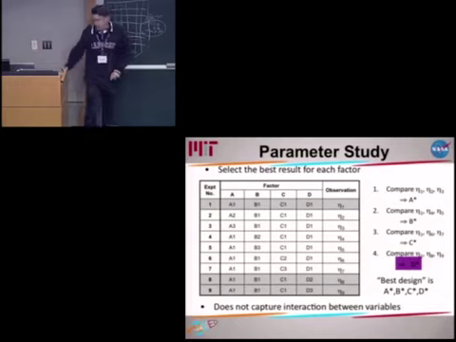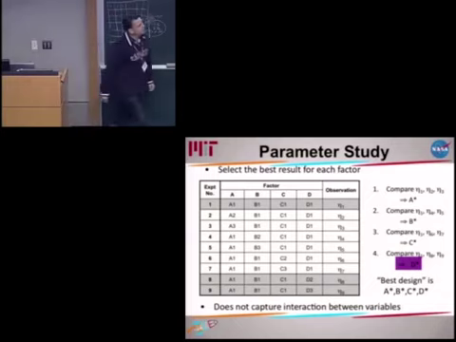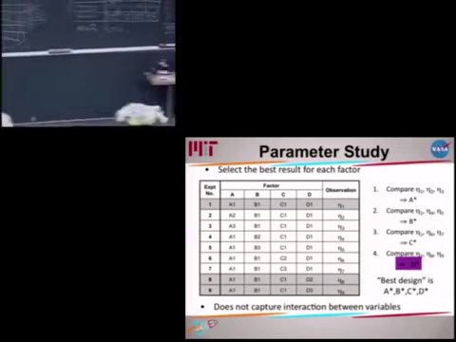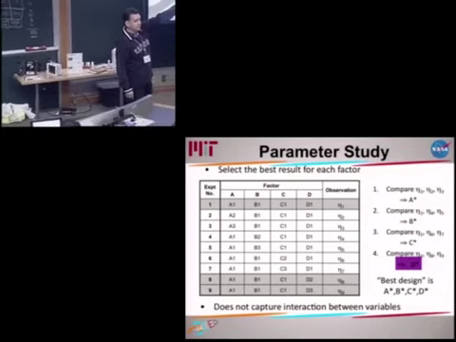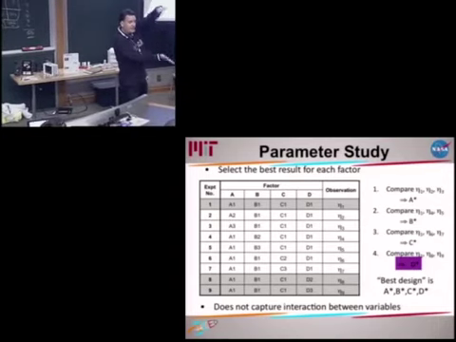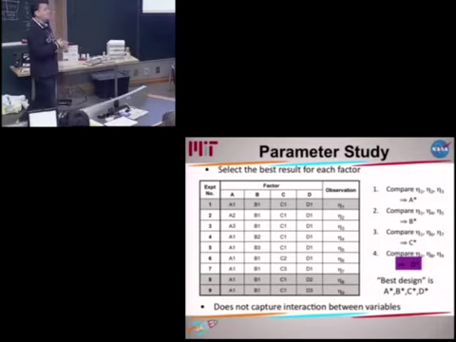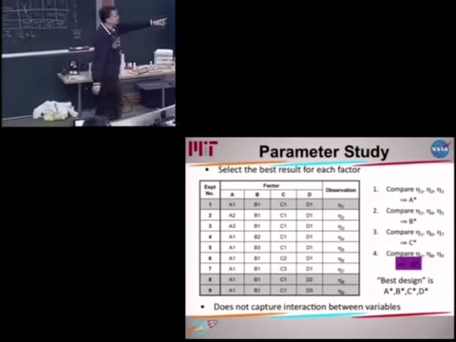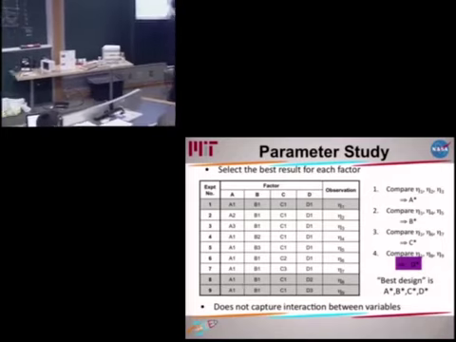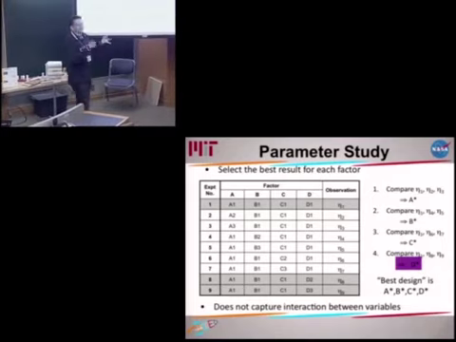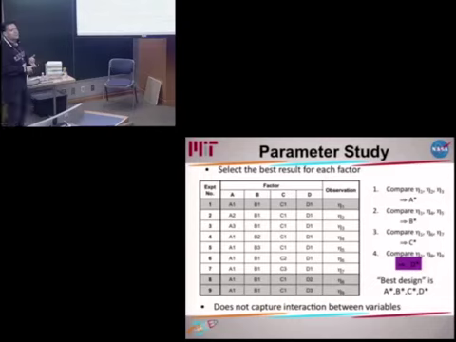So you compare. For factor A, you're going to look at experiments 1, 2, and 3. Those are the ones where you varied A. And you're going to say, which one of those 3 worked the best? Which one yielded the best result? What is the best result? Well, that depends what your output is, right? The observations are recorded here, right? So that could be crop yield.